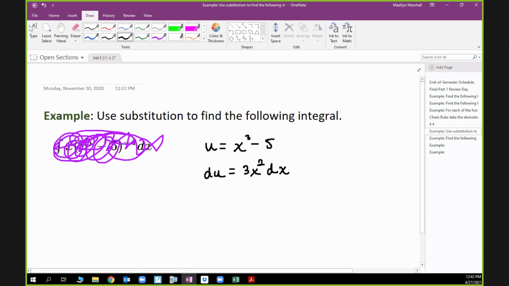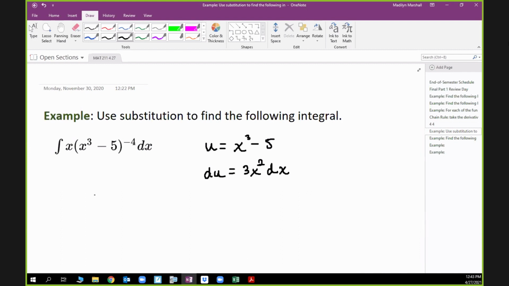I saw on the last test some people finding u and then looking at the original integral and finding du from that, but that's not what we should do. Our du comes from the u, just the derivative of the u with the dx on the end. And then we can go back and look at our original integral to see if our u and du are going to be able to substitute for everything in here.